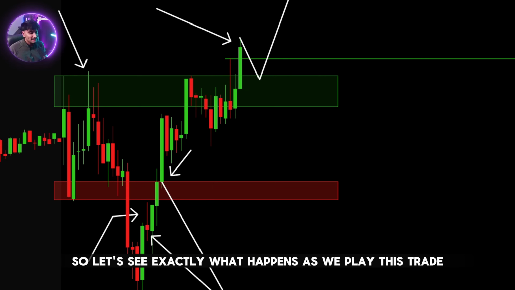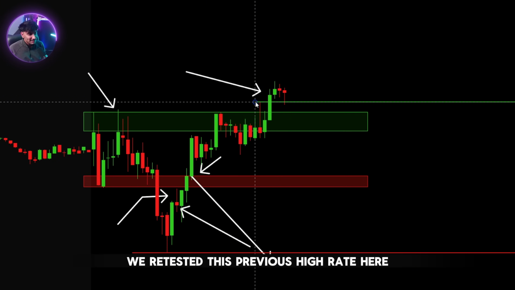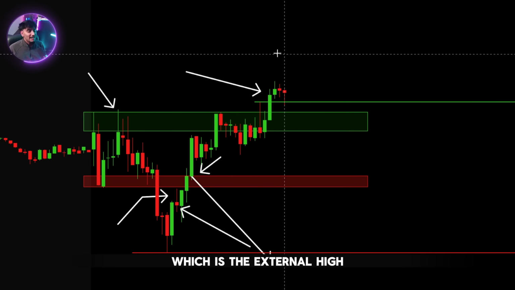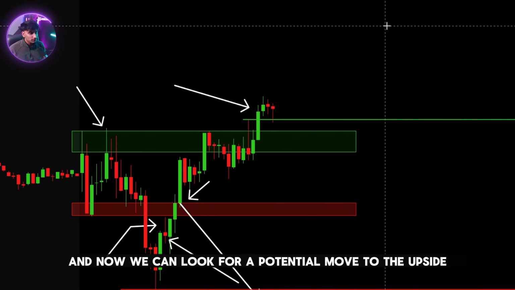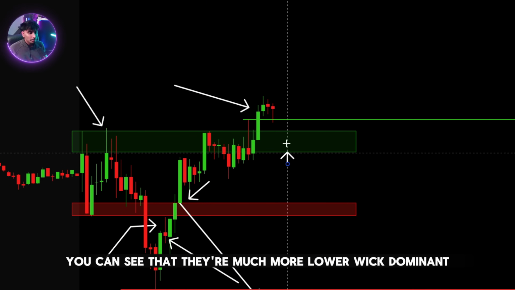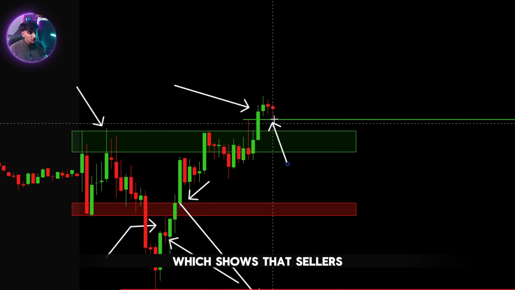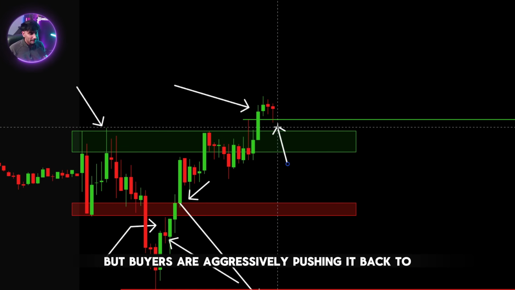So let's see exactly what happens as we play out this trade. And right here, what I actually see is we came back, we retested this previous high right here, which is the external high coming back into internal high. And now we can look for a potential move to the upside because the candles that we're closing here are much more lower wick dominant, which shows that sellers are trying to bring the stock down, but buyers are aggressively pushing it back to the upside.